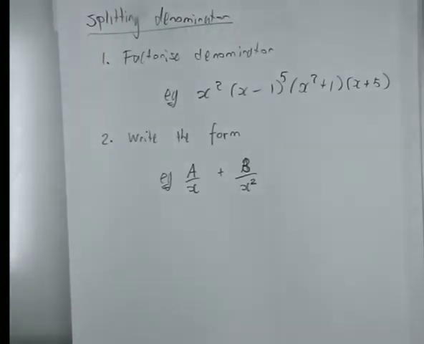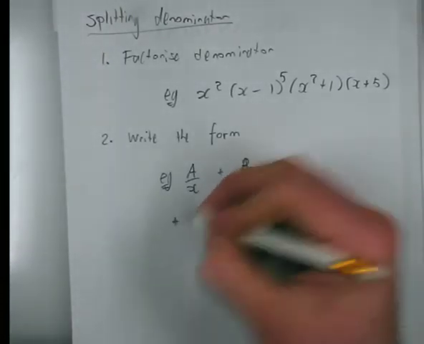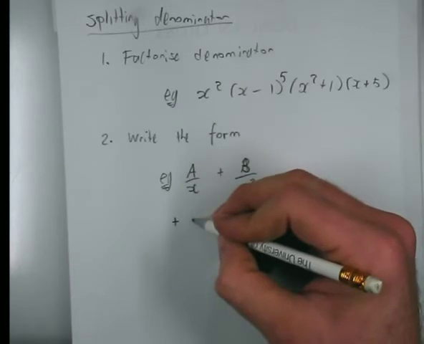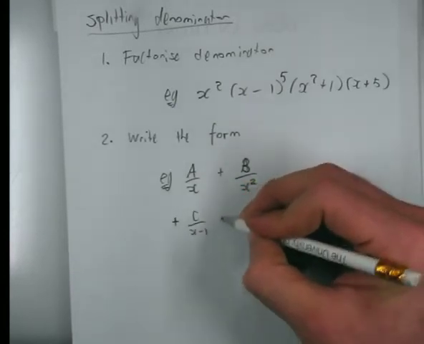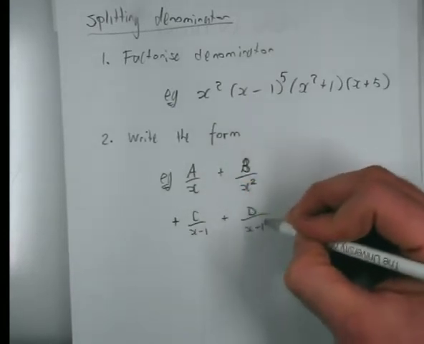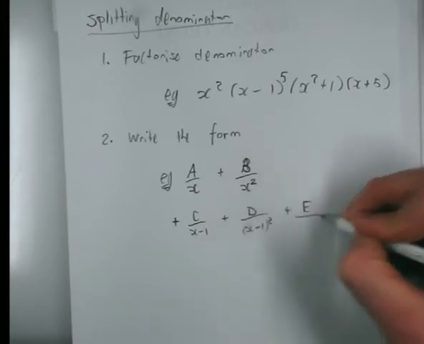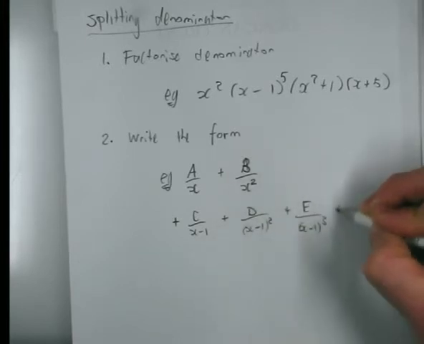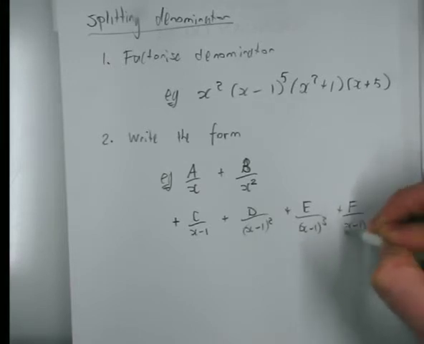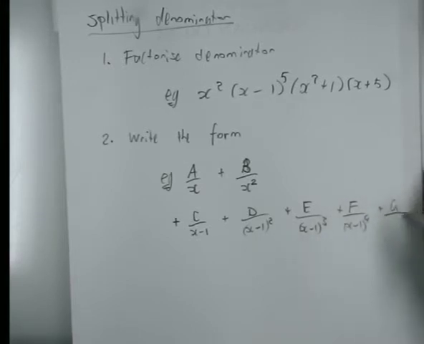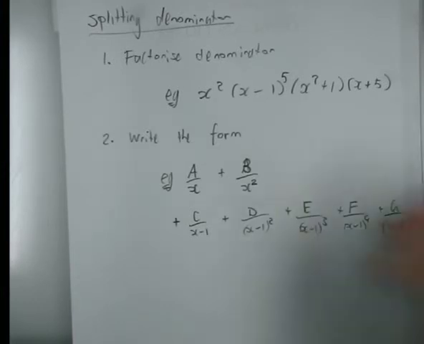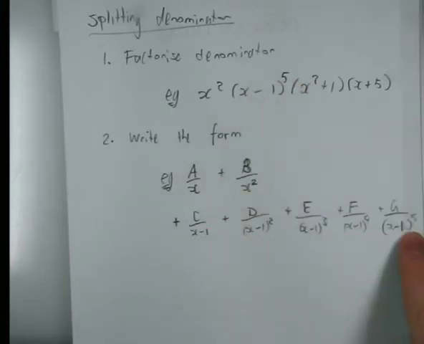I'm going to run out of letters pretty fast, but this one would have a c over x minus 1, and a d over x minus 1 squared, and an e over x minus 1 cubed, and an f over x minus 1 to the 4, and a g over x minus 1 to the 5, because that's how many powers there are in the original. It would be an awful exam writer who gave that to you, but I just wanted to make the point that this power is 5, so I'm going to need 1 for all of them.